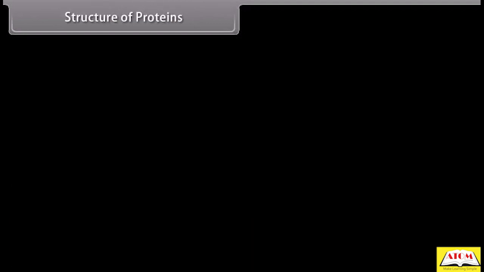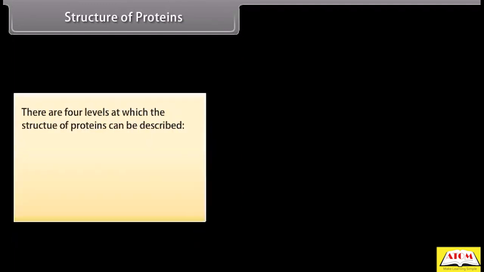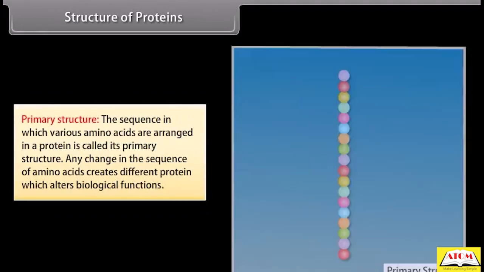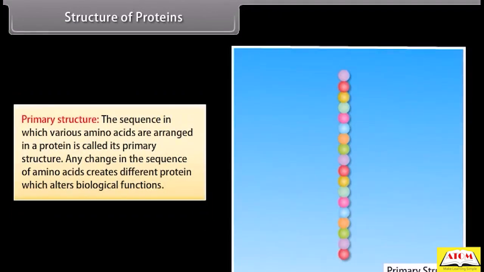The structures of proteins are quite complex. There are 4 levels at which the structure of proteins can be described: primary, secondary, tertiary, and quaternary structures. Primary structure. The sequence in which various amino acids are arranged in a protein is called its primary structure. Any change in the sequence of amino acids creates different protein, which alters biological functions.